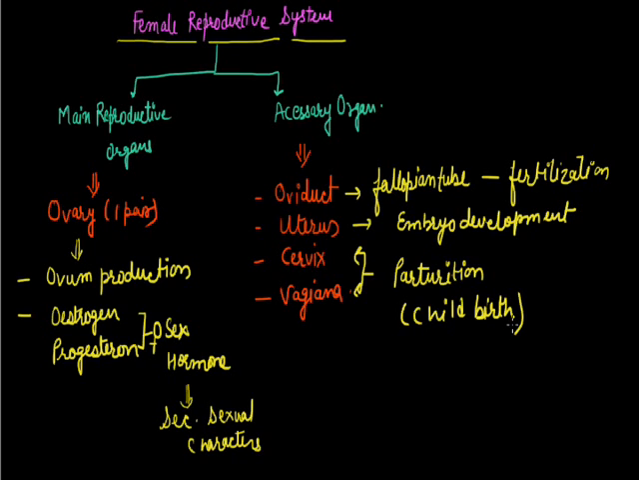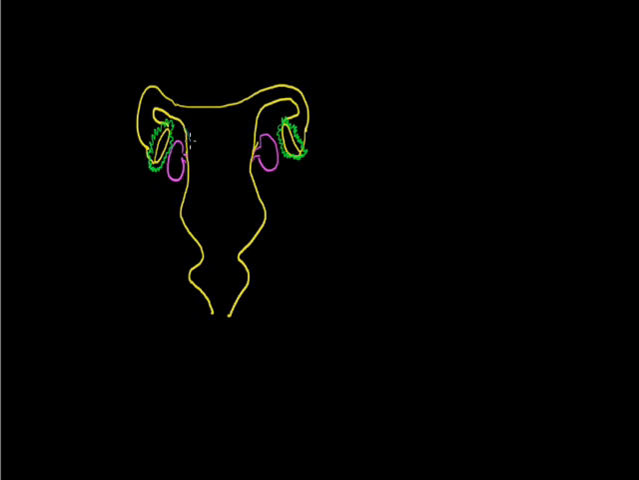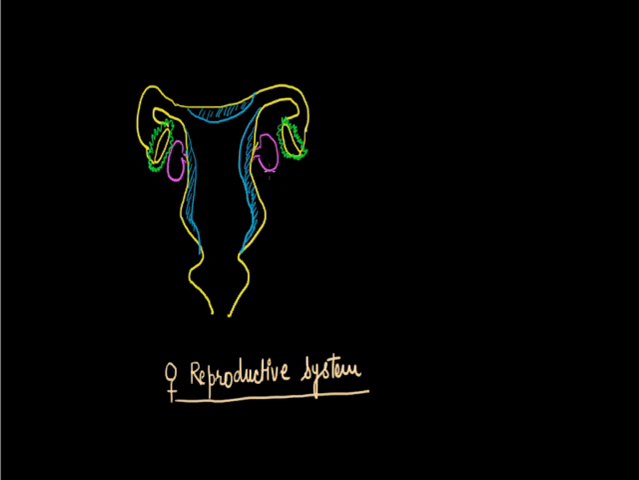Now I am going to draw the diagram of the female reproductive organs where all these structures are quite clear to you. This is the female reproductive system, which is made up of ovaries. You can see one pair of ovary. These are attached with the uterus wall. The structure is uterus.